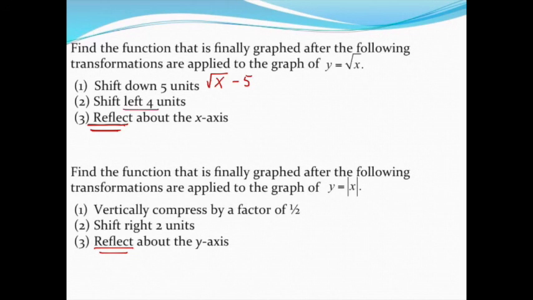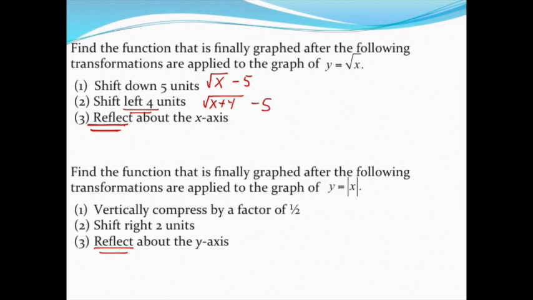Next up, I want to move left 4 units. Well, a horizontal shift will occur inside of the radical, and it's going to do the opposite of what it says. So if I want to move left 4, I actually need to add 4 to what I have. So my next step would look like this, the square root of x plus 4, and then minus 5.